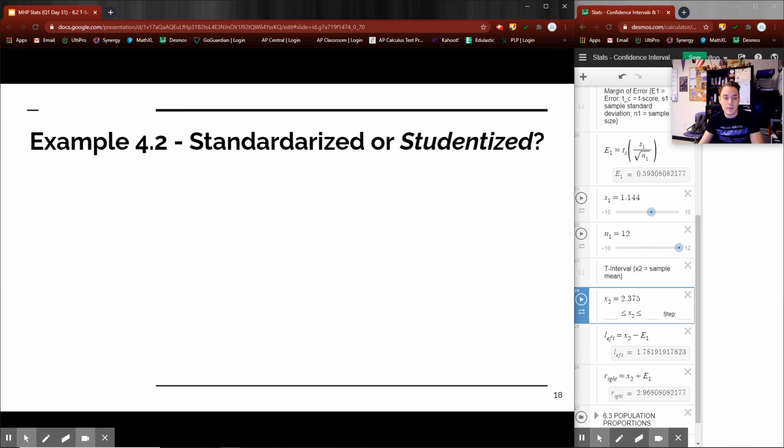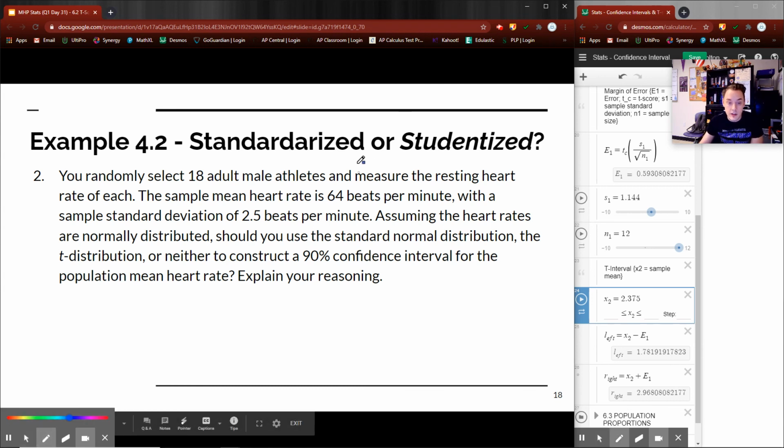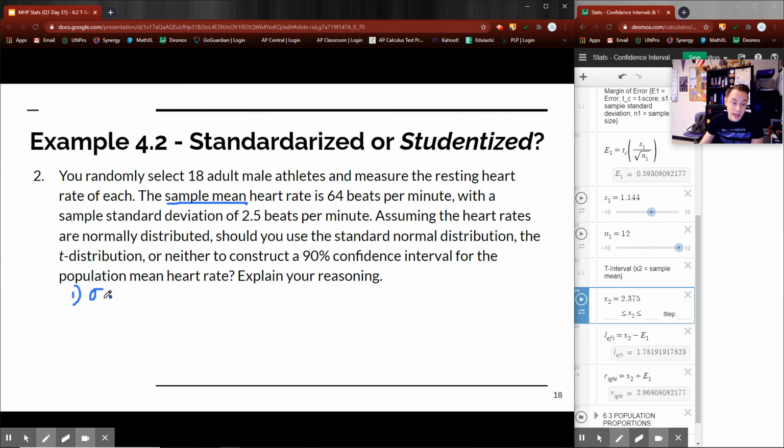And this will be our last example. So you randomly select 18 adult males. Automatically, we don't have n greater than 30. And measure the resting heart rate of each. The sample mean. So I have a sample mean. Oh, that sucks. So that means, do I even know the population standard deviation? I don't know. I have a sample mean, and that's not necessarily good. I continue reading, and I read that I don't have the population standard deviation. I only have the sample standard deviation, which means I don't have this.